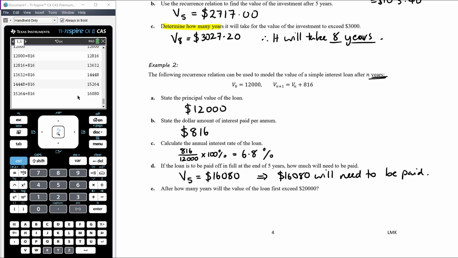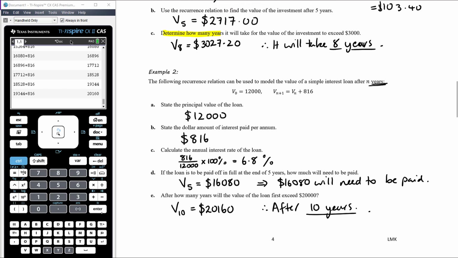After how many years will the value of the loan first exceed $20,000? So we've seen after 5 years it's worth more than $16,000. So let's just continue the recurrence with our CAS. So this is 5. So 6 years, 7 years, 8 years. 9 years, not quite. 10 years. Okay, so V10 is $20,160, and so therefore after 10 years is the first time that the value of the loan will exceed $20,000.